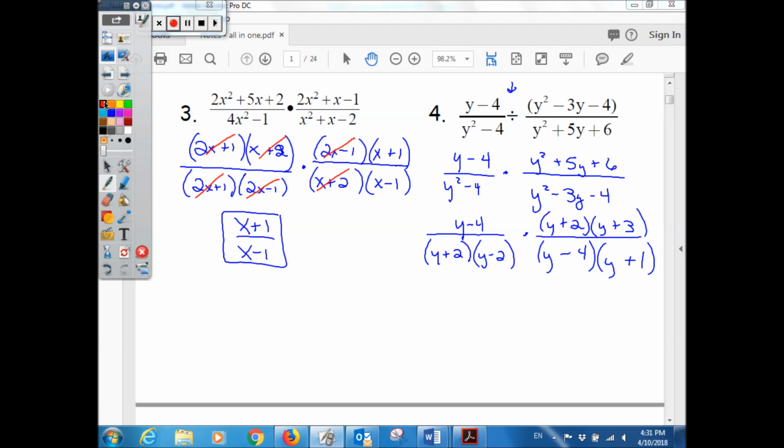So now I'll go through the process of finding factors that match on top and bottom that I can cancel. So y plus 2 and y plus 2. y minus 4 and y minus 4. And that's all that will match that we can cancel. I'm left with y plus 3 in the numerator, and then the denominator y minus 2 times y plus 1. Once again, leave your answer in factored form. Do not multiply it all back together. We want to leave it in factored form.